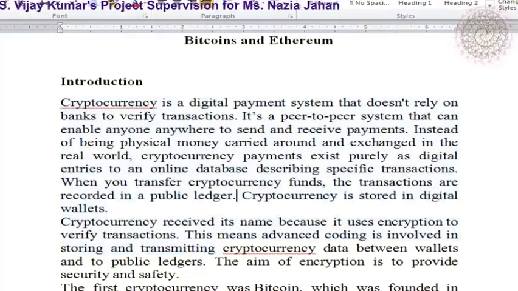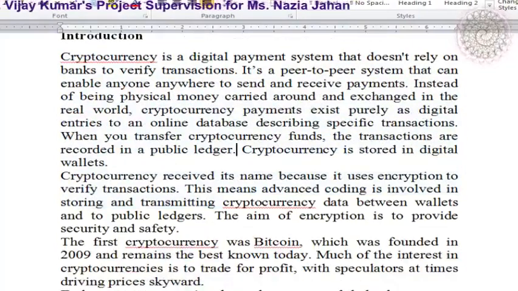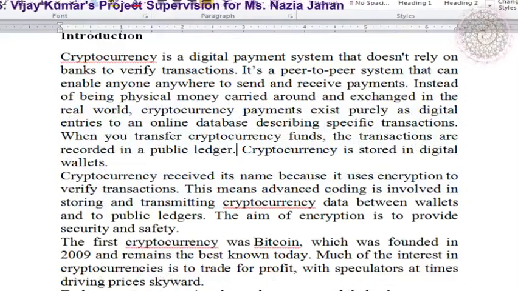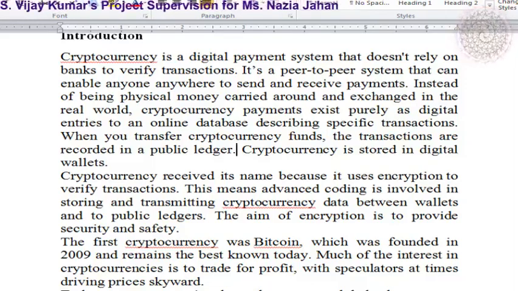You can check it. So read every line here. Personal sentences should not be there. All should be very professional. The tone should be in a third person tone. We, I should not be written. Okay, Nazia?